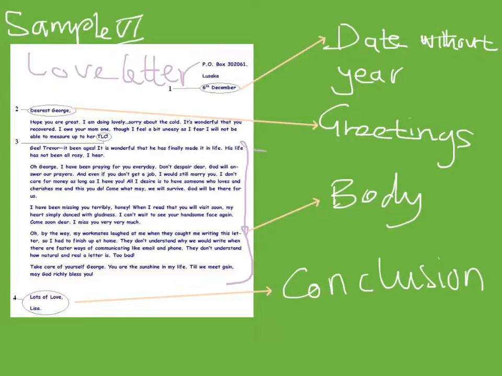And you see there's a lot of suspension signs. You see, hope you are great. I am doing lovely. Then suspension sign. Sorry about the code and all of that. You discover that there's a lot of shorthand writing in this kind of letter, which goes to justify the fact that it is an informal letter.